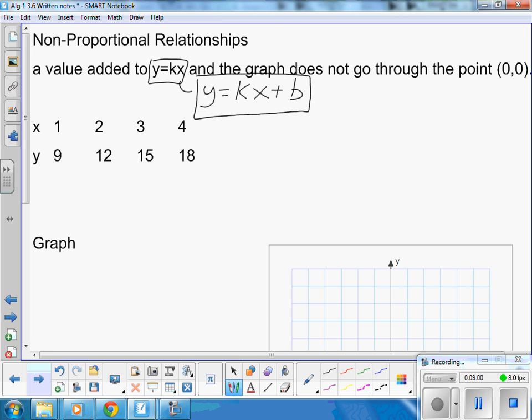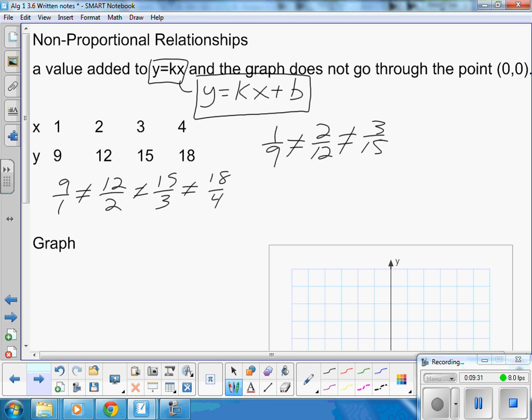In the table here, you'll notice changing y over change x, we're going to have 9 over 1 does not equal 12 over 2 does not equal 15 over 3 does not equal 18 over 4. Now, some of you might have asked, in the first set of problems or in this problem, why did I go 9 over 1 versus going 1 over 9? Well, you can go 1 over 9, but that's still not going to equal 2 over 12, still not going to equal 3 over 15. Doesn't matter how you do it as long as you're consistent. Either way, it is not proportional. Therefore, the problem is a non-proportional relationship.